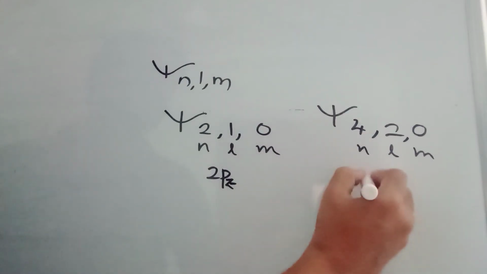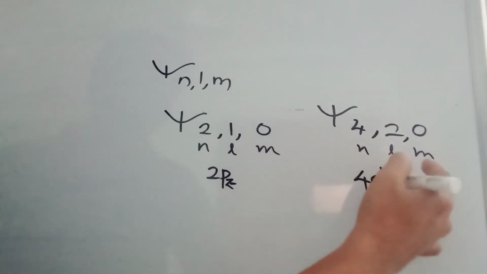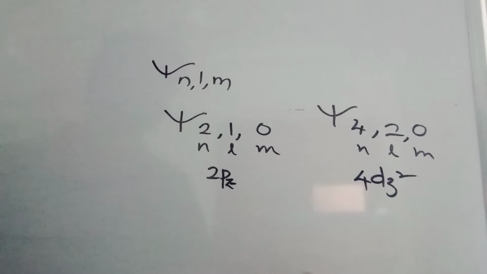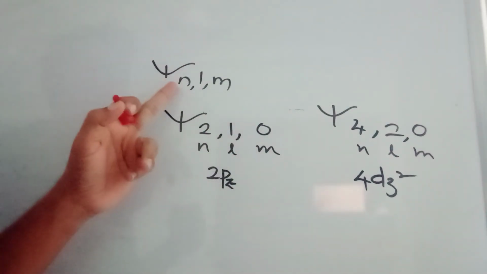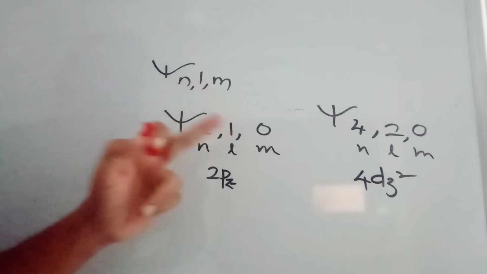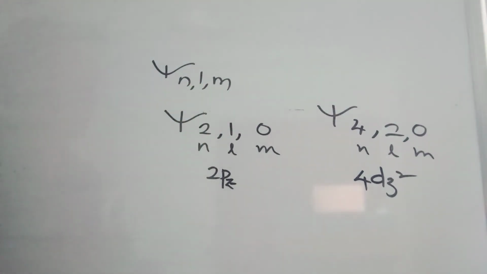N equal to 4 means the 4th shell. L equal to 2 means d orbital. M equal to 0 means dz square orbital. You can take it like this as the exact representation of the orbitals. Psi n, l, m: when 3 values are given, the first value indicates the principal quantum number, the second value indicates the azimuthal quantum number, and the third value indicates the magnetic quantum number.